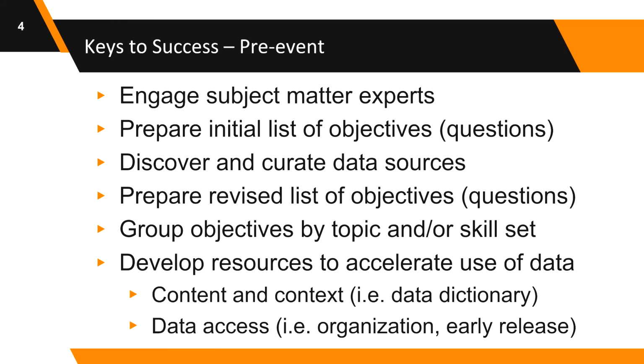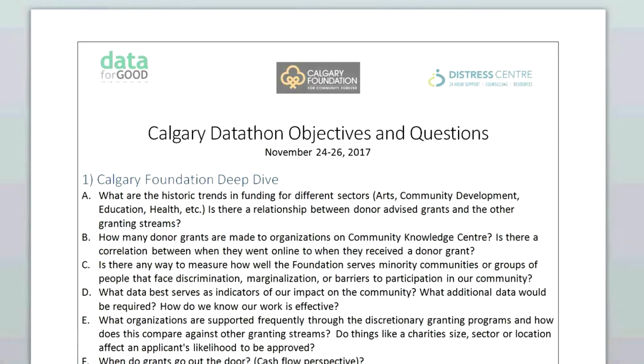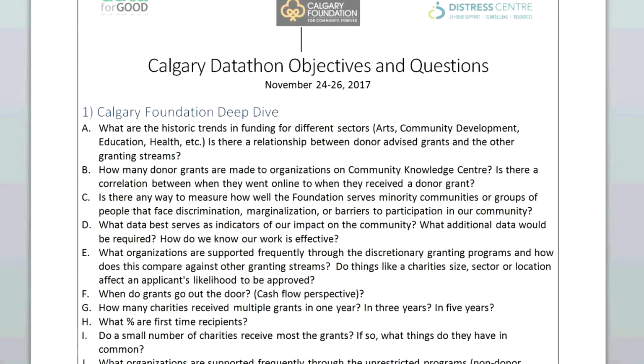Group those objectives, because that's what the teams will form around. But also create some collateral around the context and content of the data, things like data dictionaries, as well as how to access those data sources. These are critical because when you come together on that Saturday morning, you really want to get started. You get started by answering specific questions and having these challenges put out there around what you want to work on, right?